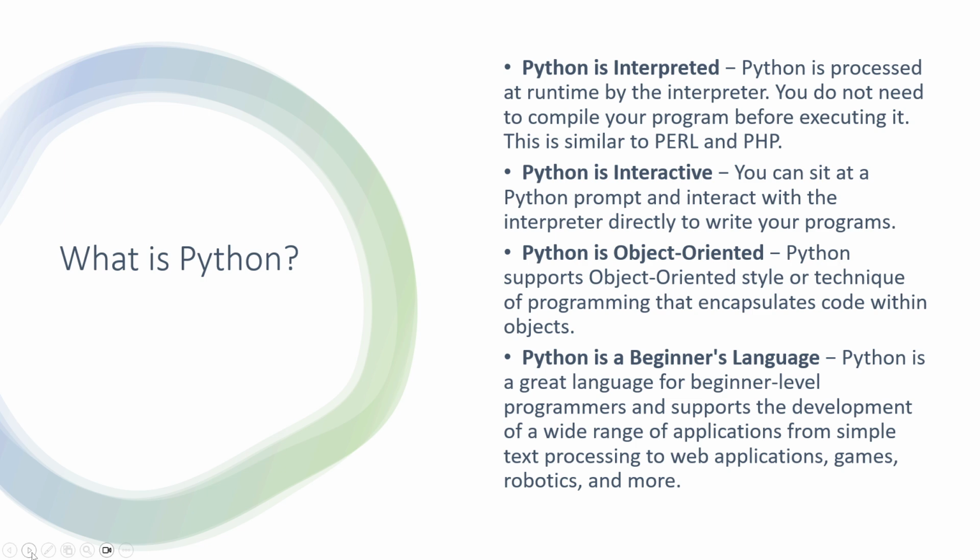It's interactive. You can sit at a prompt and interact with the interpreter to write your own programs. And it's object oriented. You create objects, and with those objects you can do stuff. You can assign values, you can add to them, you can subtract from the values within an object. And it's a beginner's language. It's a great language for beginner level programs, supports development of a wide range of applications, from simple web applications, games, robotics, and more.